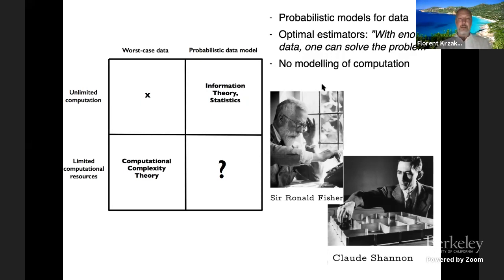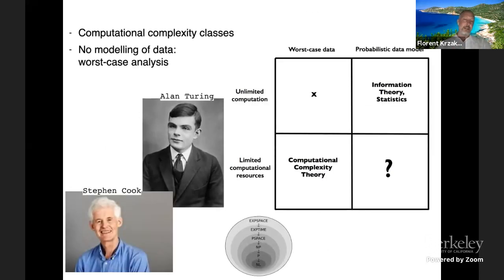All right, now that's information theory and statistics. Of course, computational complexity theory in computer science grew up in a very different way. It was really about computational complexity classes, and at least at the beginning, of course, there was no modeling of the data. It was really a worst case analysis. You have this universal model of computation, and you ask yourself, is your problem in P, and so on and so forth. There's a full hierarchy and so on and so forth. But there was no modeling of the data.